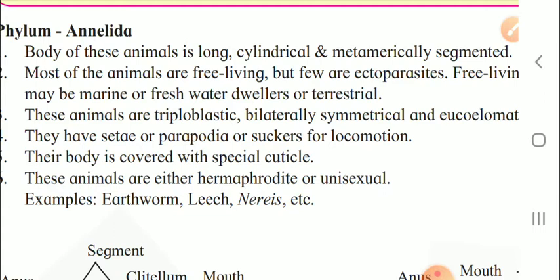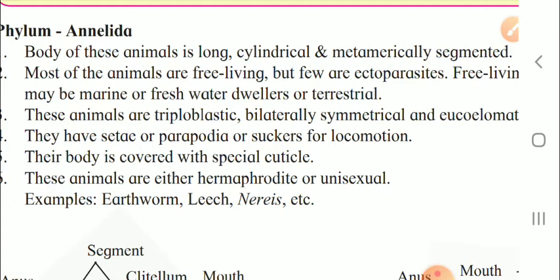What is the meaning of cylindrical? Already I told you that the body is a hollow tubular structure, and the body is metamerically segmented. What is the meaning of metamerically segmented? It means the segments are homologous, or they are made up of somite cells, or we can see the repetition of the organs and tissues at intervals along the body.